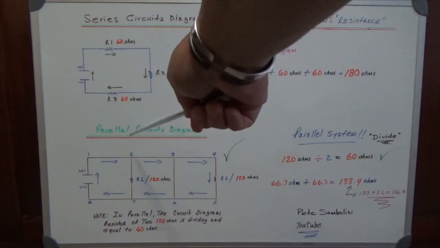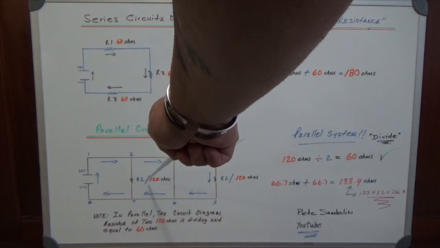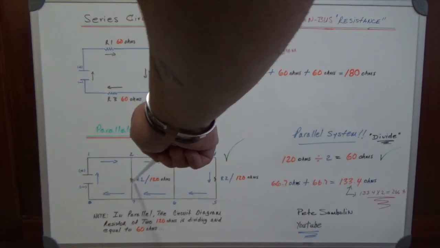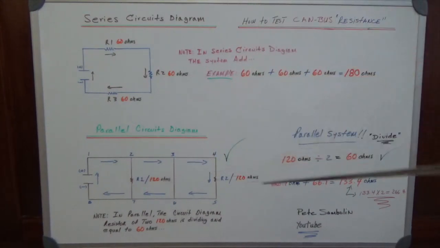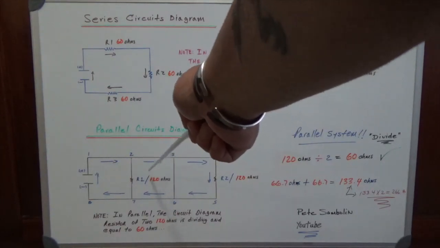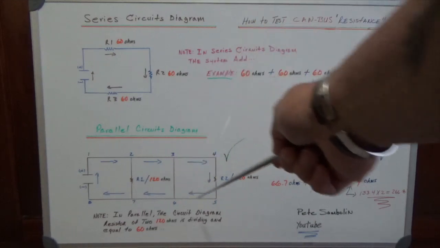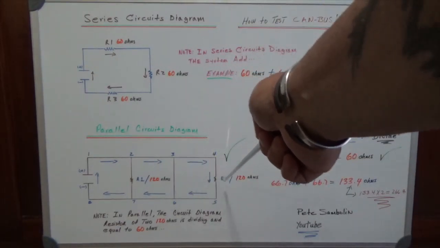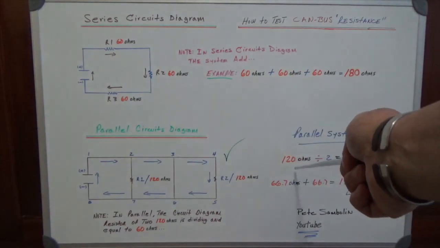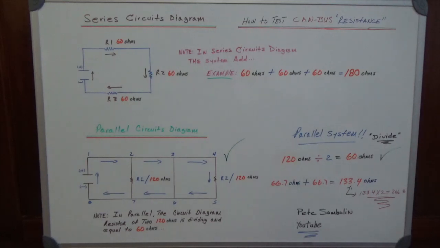Now in a parallel circuit, we got two resistors here, this one and this one, and each one has 120 ohms. Because the parallel circuit divides, that will be 60 ohms. So two resistances: 120 ohms divided by 2 equals 60.